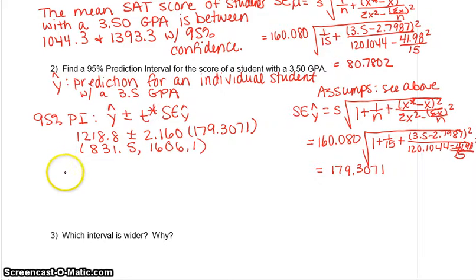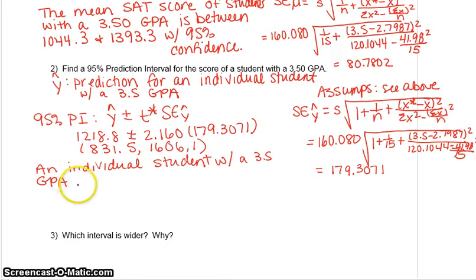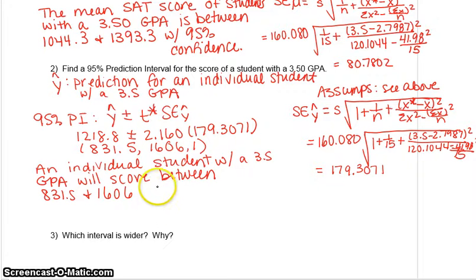So the interpretation of this level would be an individual student with a 3.5 GPA will score between 831.5 and 1,606, although you might want to comment that it's probably only 1,600 since that's the highest score possible, with 95% confidence.